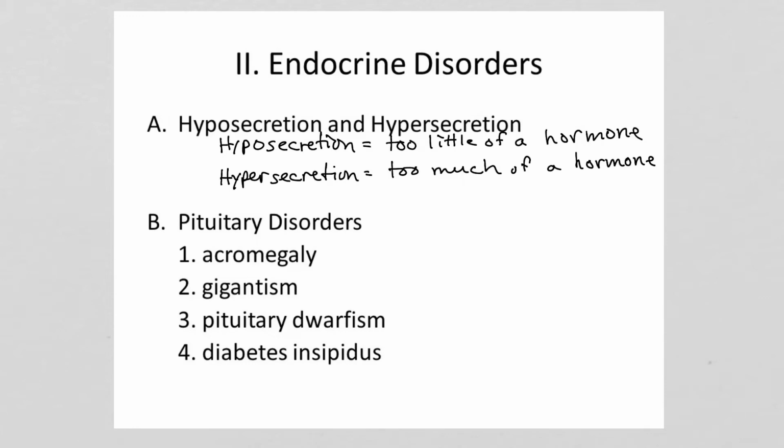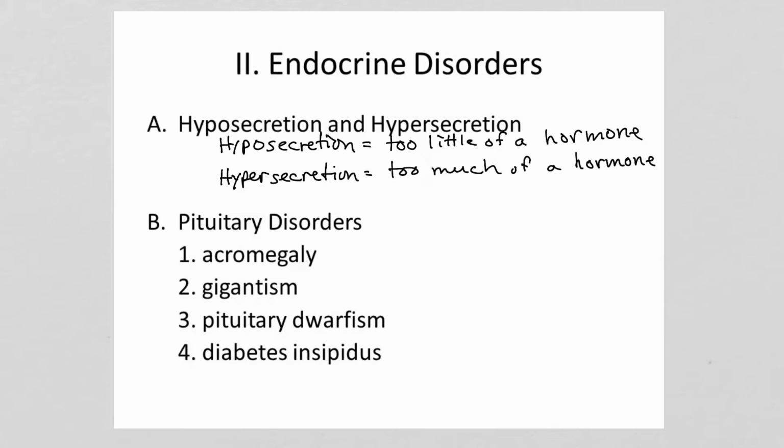Let's begin with the concepts of hyposecretion and hypersecretion. This is the first section, or the first subsection of this part of the text. Hyposecretion is too little of a hormone, and so not enough is being secreted. The example given in your text is diabetes insipidus. This would be a hyposecretion of ADH, antidiuretic hormone, which we know, of course, comes from the posterior pituitary.